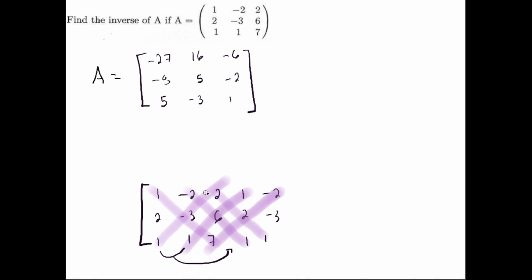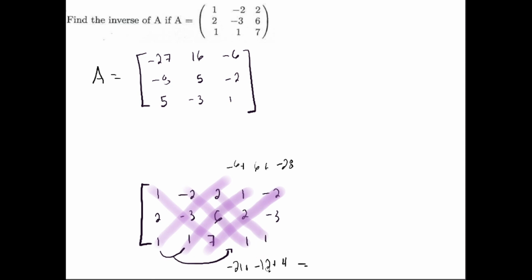1 times negative 3 times 2 is negative 6. 1 times 6 times 1 is 6. 7 times 2 times negative 2. 14 times negative 2 is negative 28. 1 times negative 3 times 7 is negative 21. 6 times negative 2 is negative 12. 2 times 2 is 4. So I'm going to add these three together and add these three together.